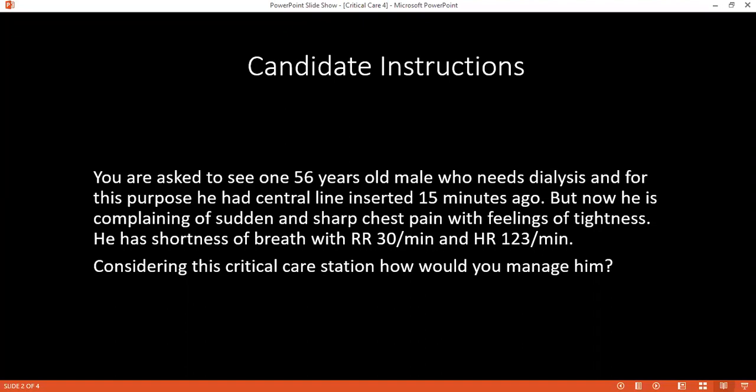Okay, can you please tell me the surface marking of the internal jugular vein? The surface marking of the IJV.